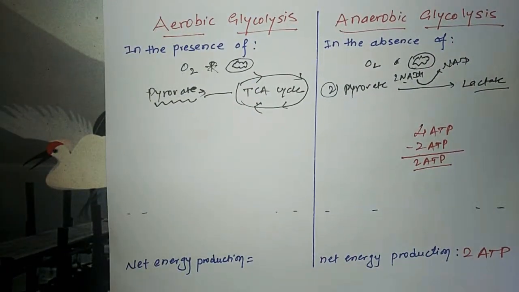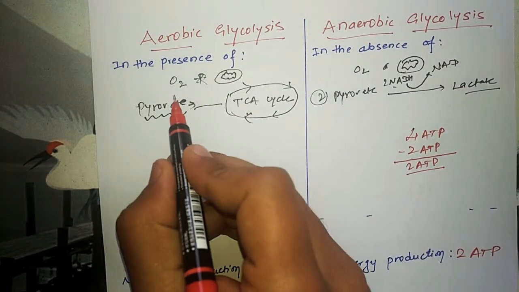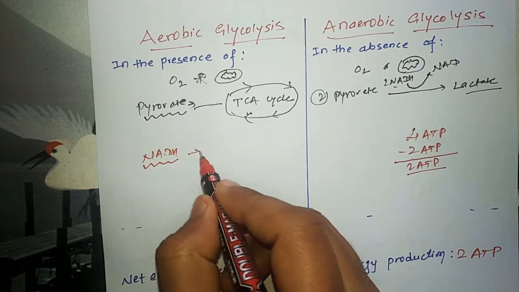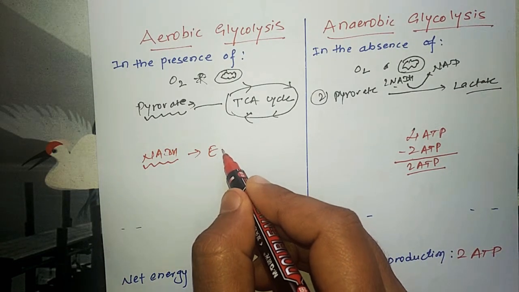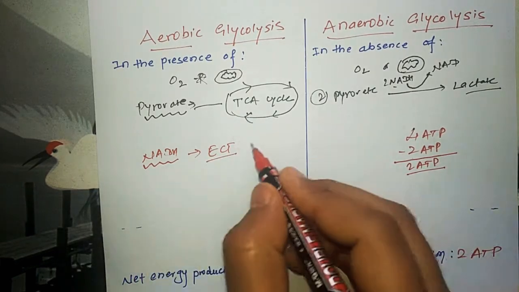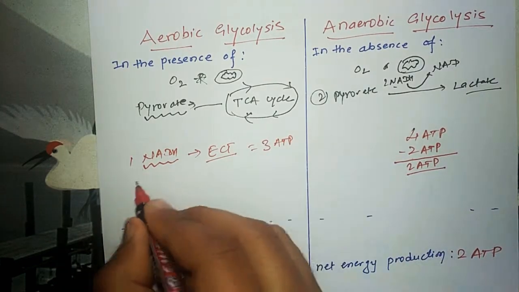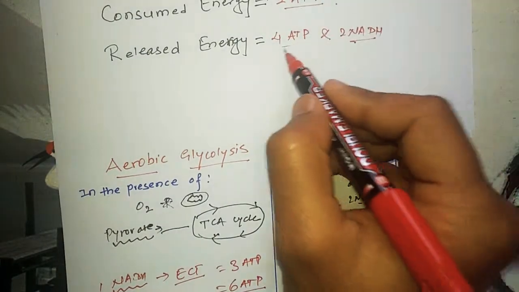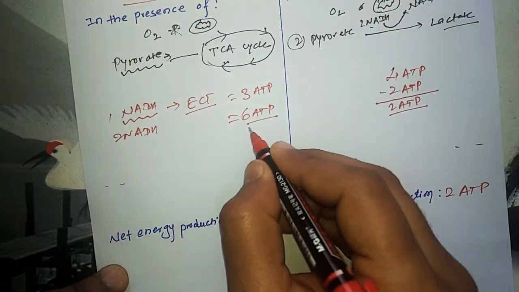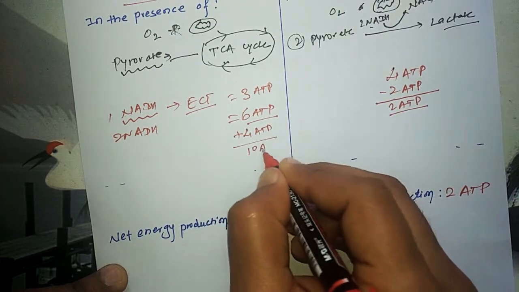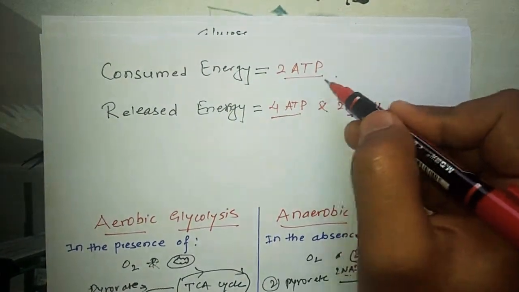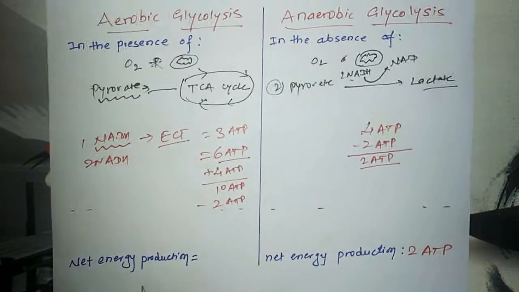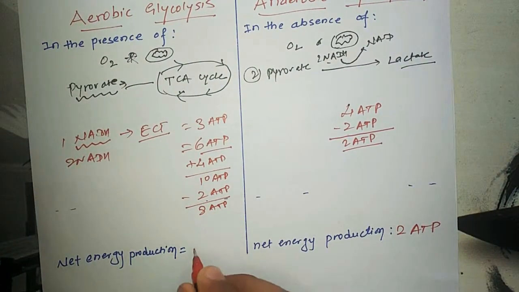But when we talk about aerobic glycolysis, what will be the net energy production? Let's calculate it. When there is oxygen and mitochondria, the NADH which we have captured will undergo the electron transport chain, and from there one NADH is going to release 3 ATP. So as we have 2 NADH, it will eventually release 6 ATP, and as there are 4 ATP already captured, the total will be 6 ATP plus 4 ATP, 10 ATP. But we have also consumed 2 ATP, so that 2 ATP should be subtracted from here, and the net energy production in aerobic glycolysis will be 8 ATP.